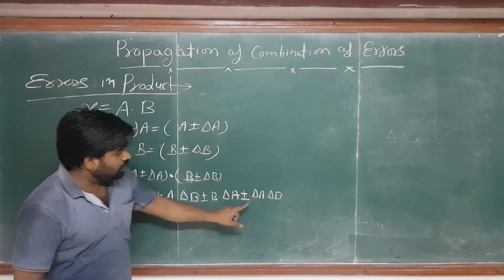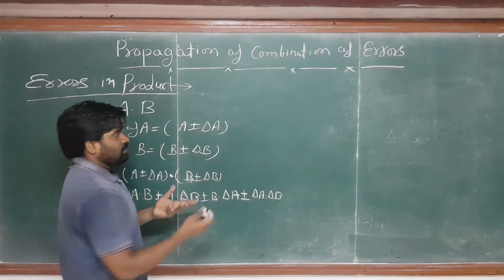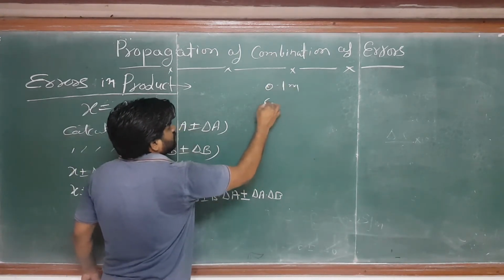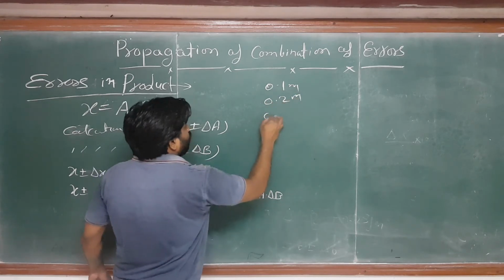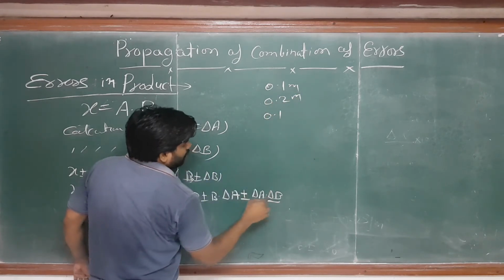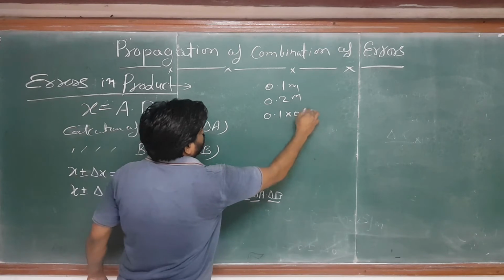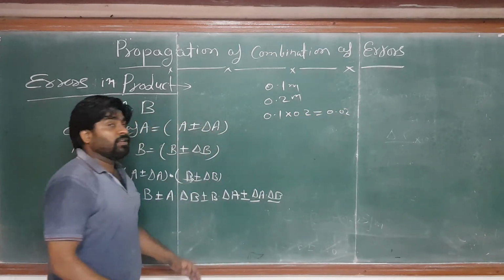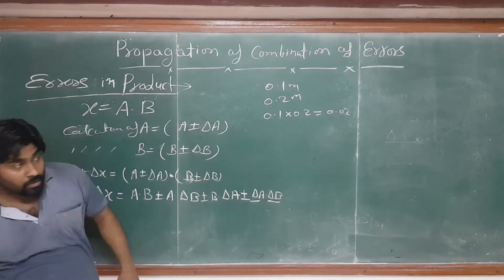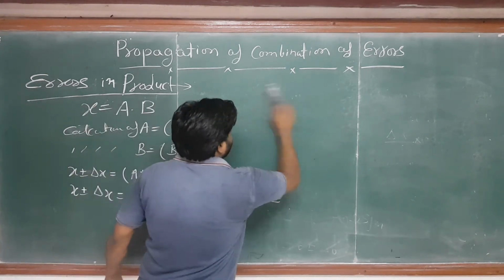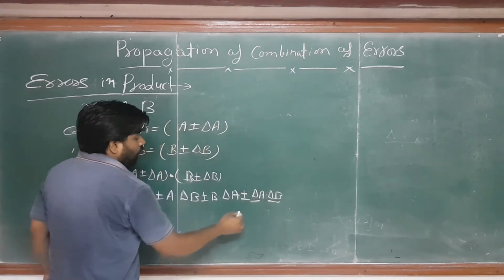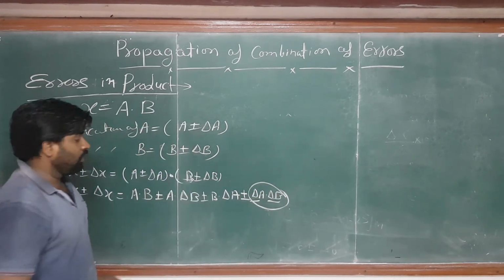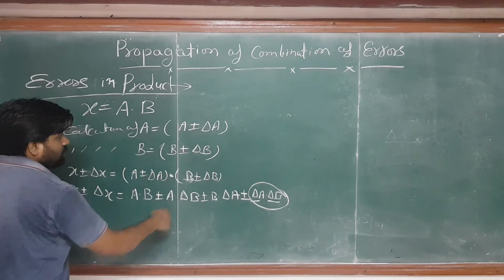So you can say del A dot del B, suppose del A has value 0.1 meter and del B has 0.2 meter. If I multiply them, as del A and del B are multiplied here, then 0.1 times 0.2 would be 0.02. So that is very small, right? So ignore such small quantities. So on ignoring del A and del B because they are very small, only these things will be left.